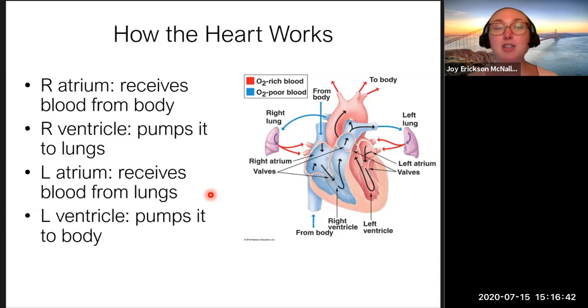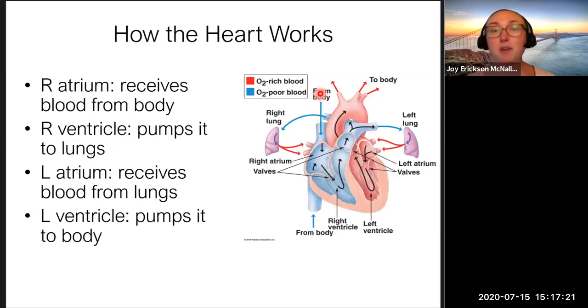So atria, plural, collect blood returning to the heart and pump it to the ventricles. And the ventricles pump blood out to other organs, and these are much more powerful than the atria. So the right atrium receives blood from the body that's been deoxygenated, from the lower body and the upper body. And then the right ventricle pumps it to the lungs. We just talked about this. It flows back into the left atrium, which receives the blood from the lungs, and then the left ventricle pumps it to the rest of the body.